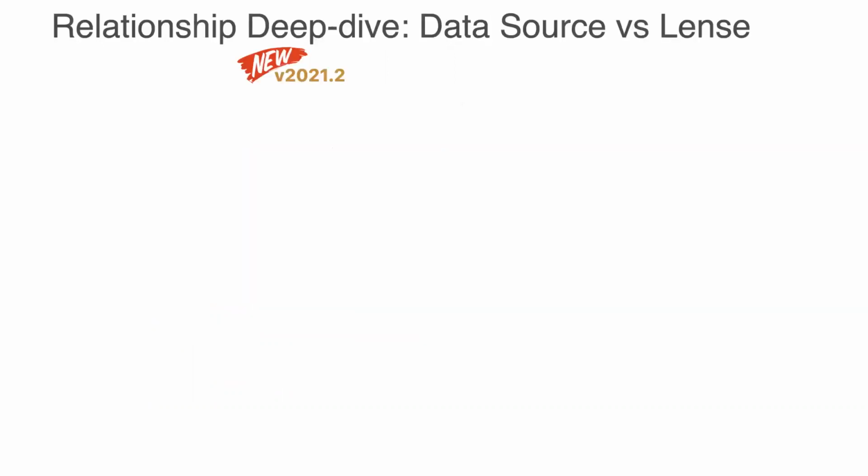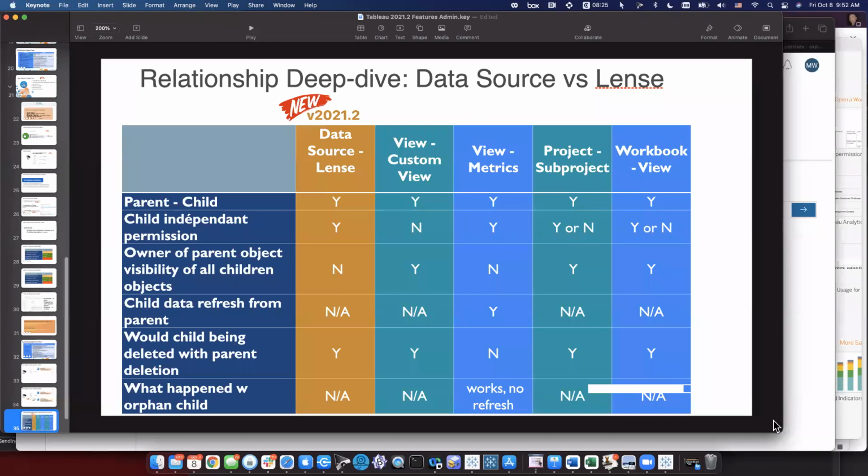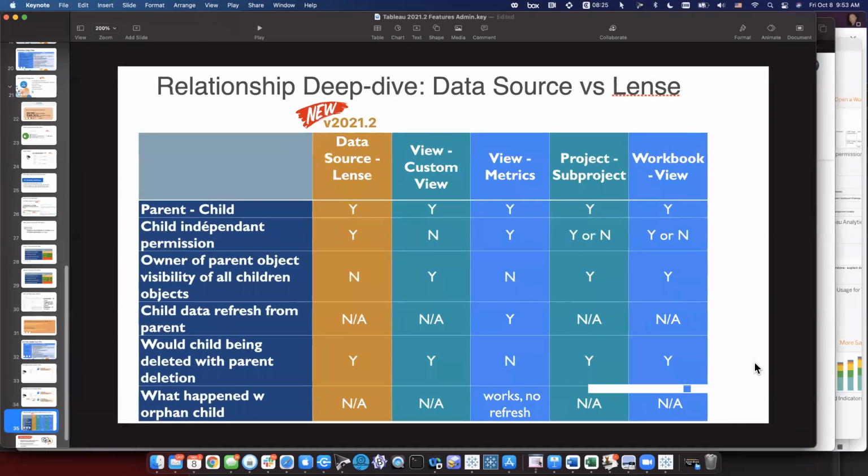All right, since I said this is a deep dive, I'll go through it. I'll show you this. You guys can read. I'm running out of time. Okay, this is a deep dive. I do have a comparison, to try to understand the relationship between data source and the lens. Here's what I came up with. Rest is view versus custom view, view versus metrics, project versus sub-project, workbook versus view relationship, to understand the data source relationship with lens.